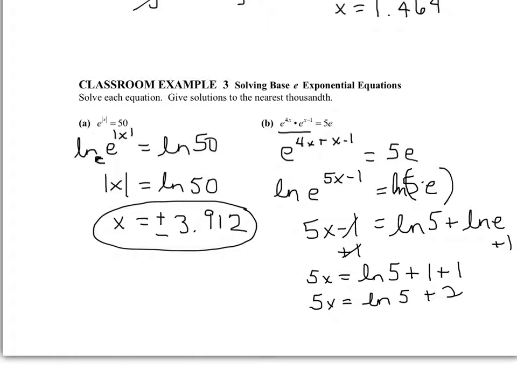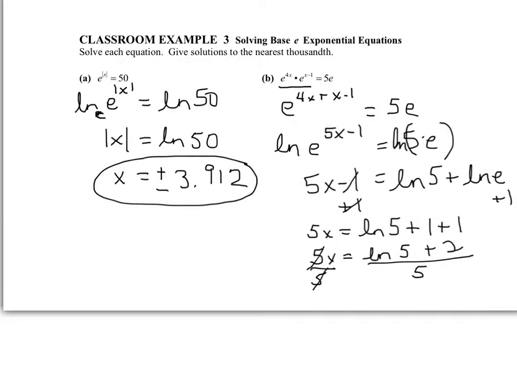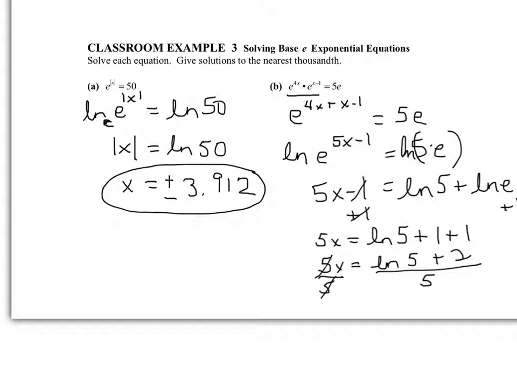We're almost there. The last step to get x isolated is to divide by 5. And remember, I'm dividing that entire right side by 5. So it's time to go to the calculator. It tells me to give my solution to the nearest thousandth. When I do that, I will get x is equal to 0.722. And that would be my solution.